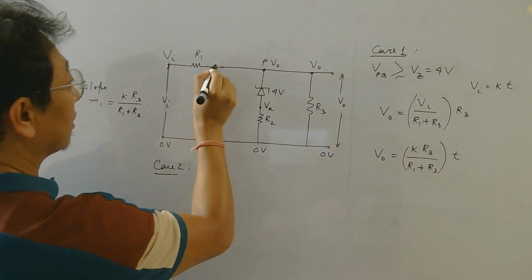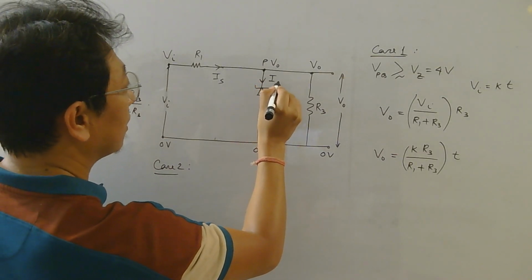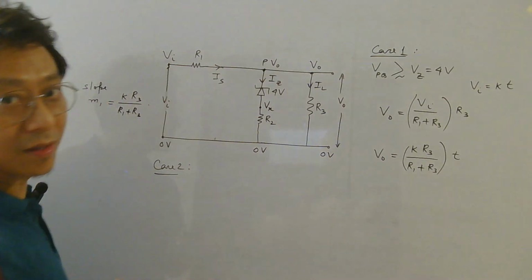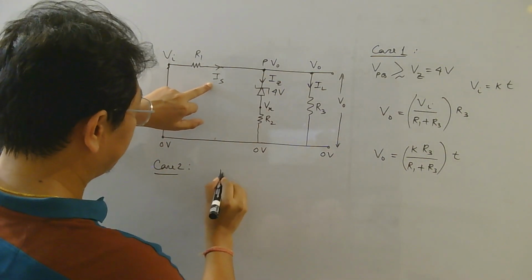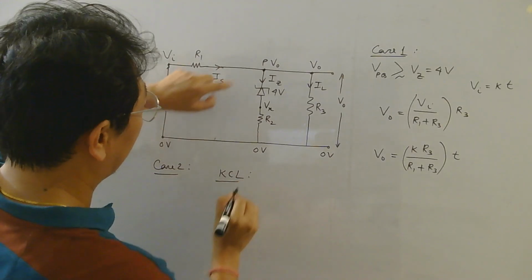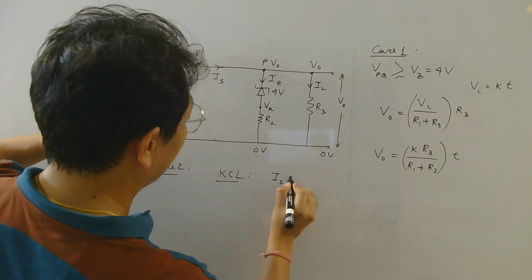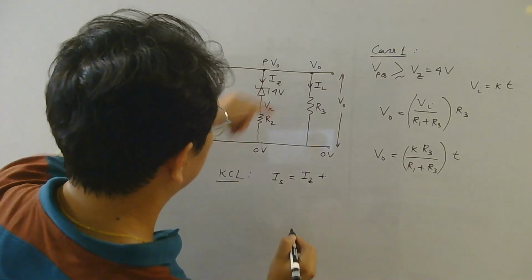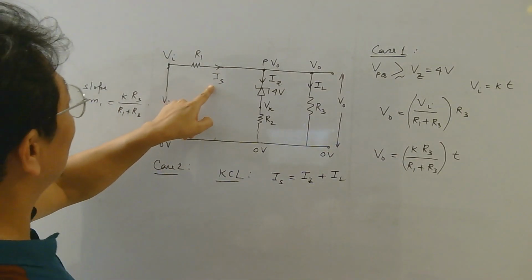Now whatever current comes here, Is, that will divide: Iz here, and some will go here, Il, isn't it? And using Kirchhoff's current law at this node, what will you get? Is equals Iz plus Il, right?